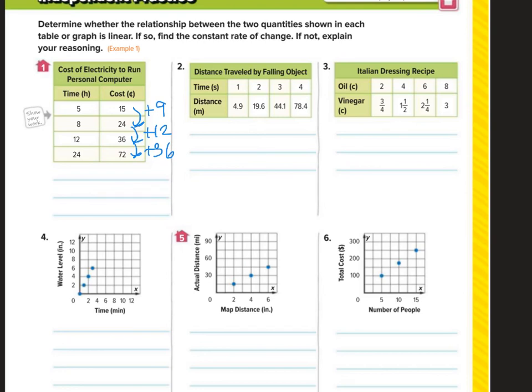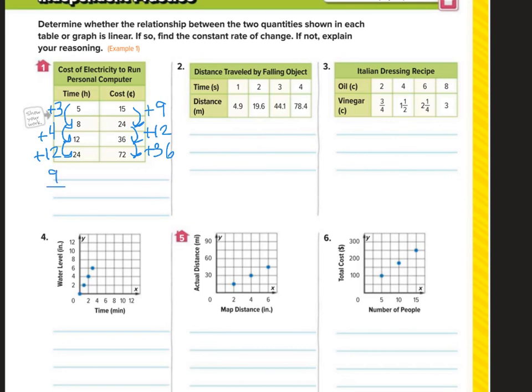So 5 to 8 is 3. 8 to 12 is an increase of 4. And then 12 to 24 is an increase of 12. So let's compare the ratios of the changes.